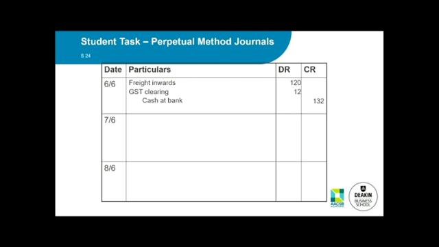Okay, so what's the next transaction? 7th of June. So we paid accounts payable, we paid our creditors in full. How much are we paying for that? How much are we paying them in cash?